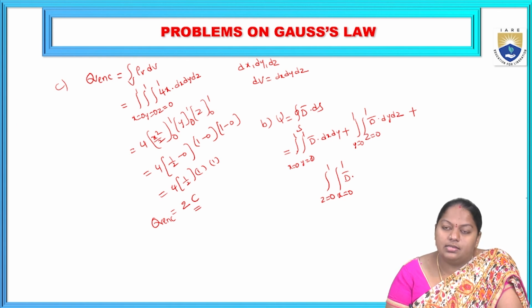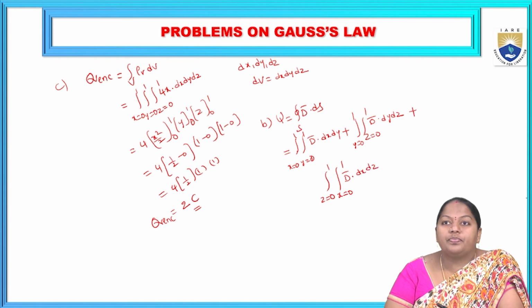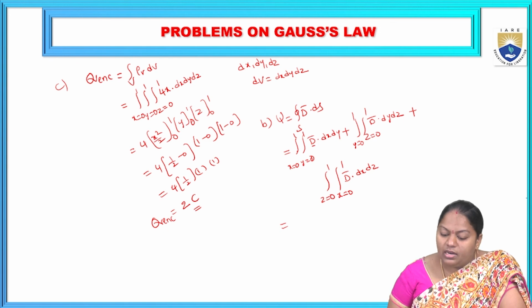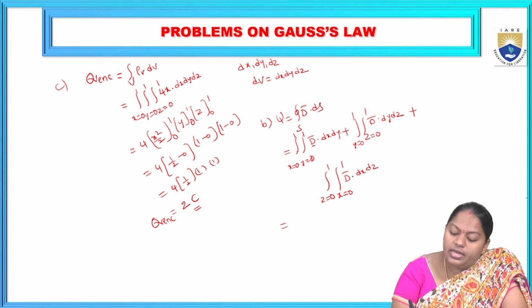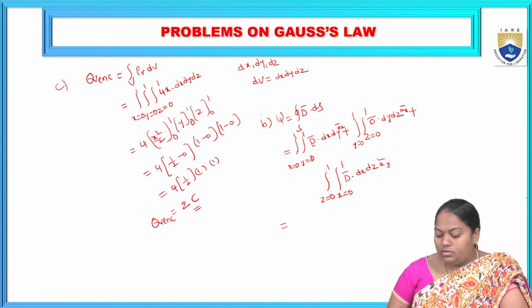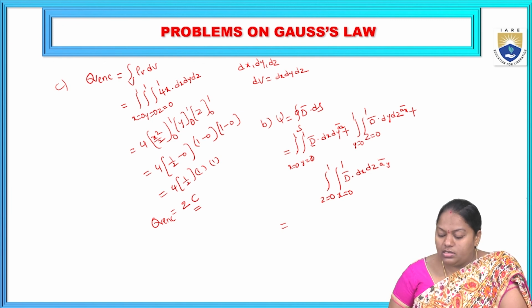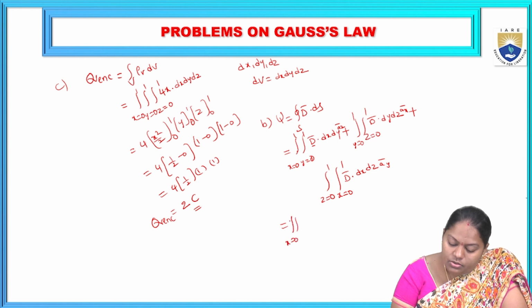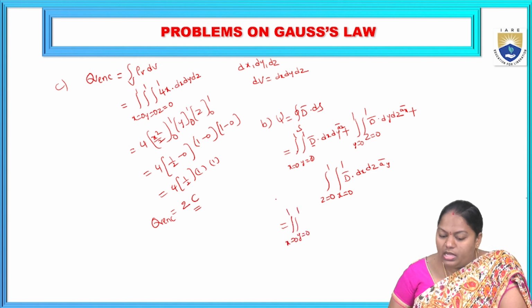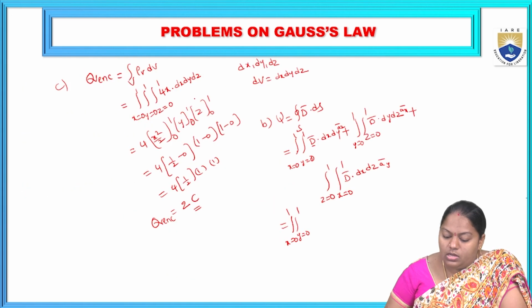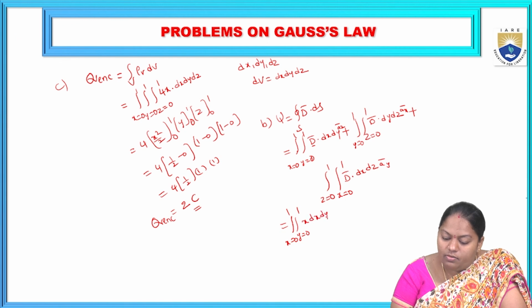Now if you substitute D, the components are: dx dy with az, dy dz with ax, and dx dz with ay. So for the formula for D, we consider it with respect to the az component, with x from 0 to 1 and y from 0 to 1. D in terms of the az component means here what? x. So x into dx dy.